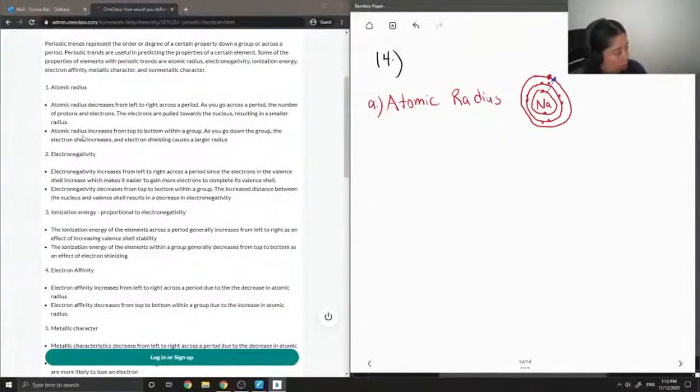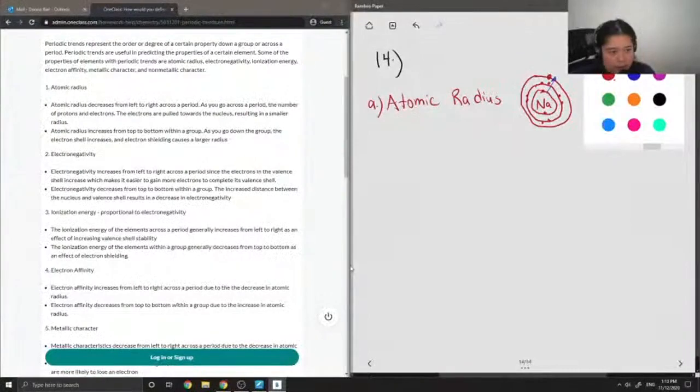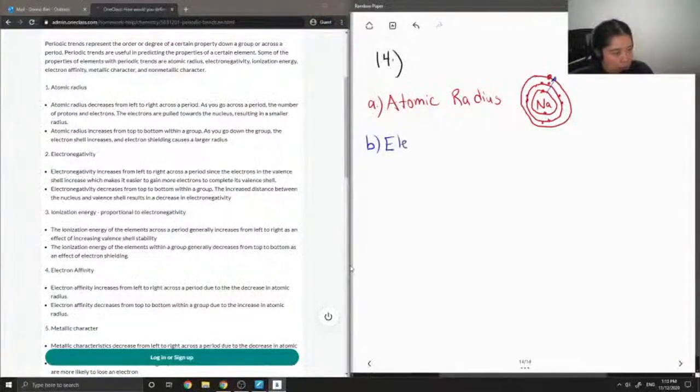Atomic radius increases from top to bottom within a group. As you go down the group, the electron shell increases, and electron shielding causes a larger radius. So that's like what I mentioned earlier. The more electrons you have in an element, the greater your atomic radius will be. So next, let's look at electronegativity.